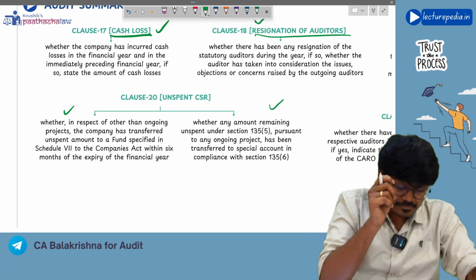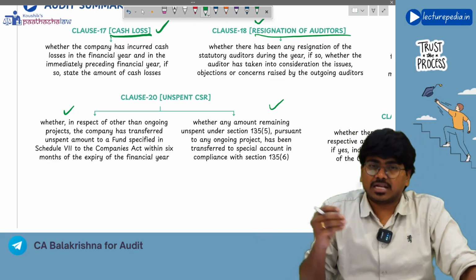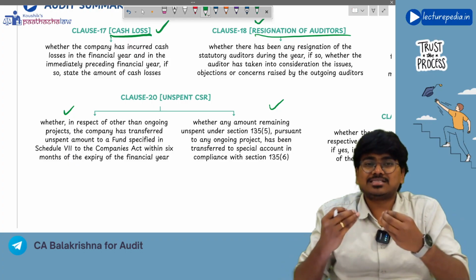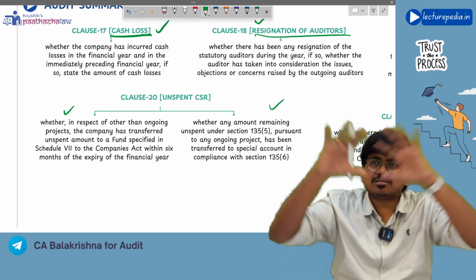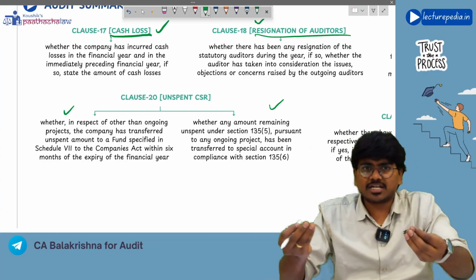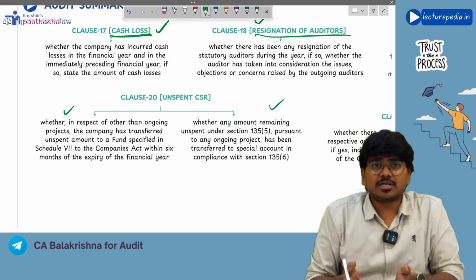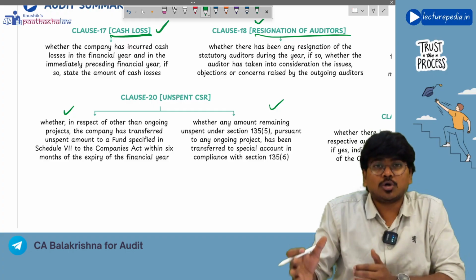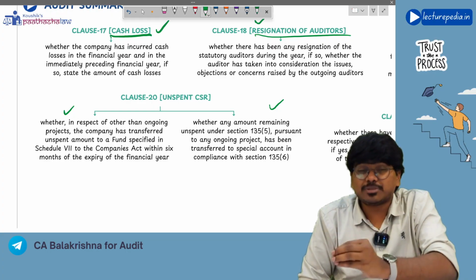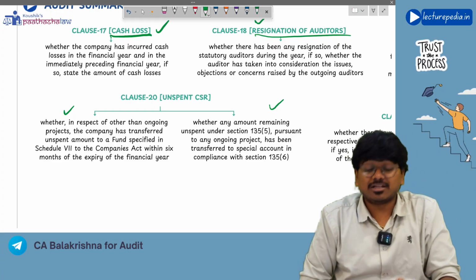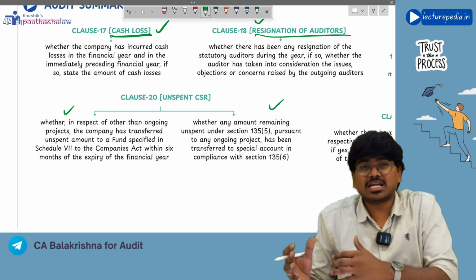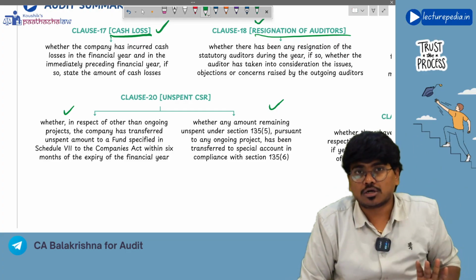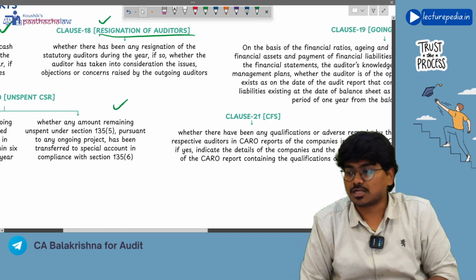Next subclause, if there is any ongoing project, like the company is, let's say, constructing a school building. It is spending the CSR amount for the purpose of free education, so it is constructing a school building. Now, constructing the school building is taking, let's say, 2 years. So you cannot complete the school building within 6 months from the end of the financial year. In such a situation, if you are spending the amount on an ongoing project, you have to keep that amount in a separate bank account. So the auditor will see whether funds being utilized for a separate project are being kept in a separate bank account and utilized from that bank account or not. That you will report with respect to CSR, corporate social responsibility.